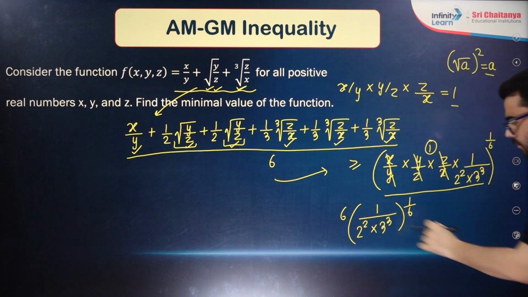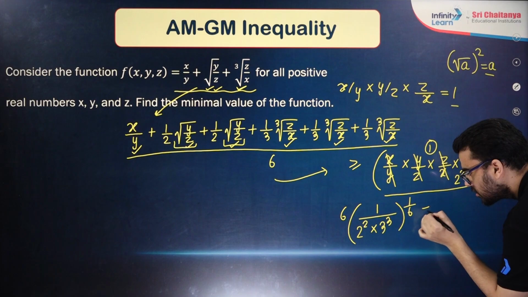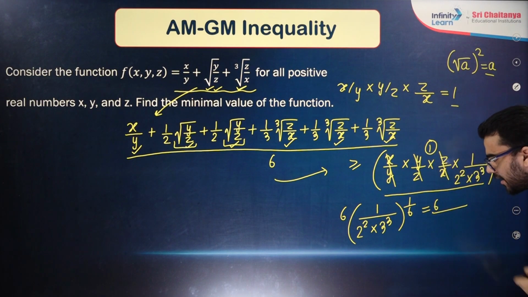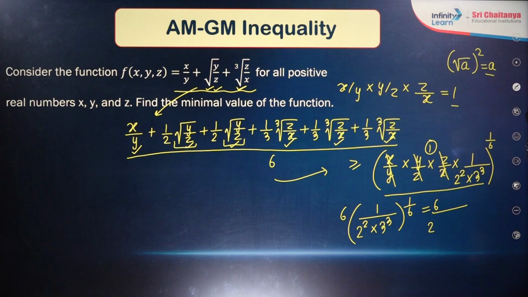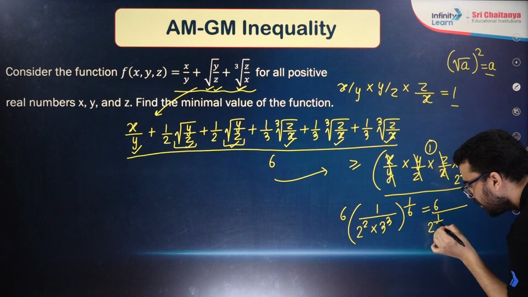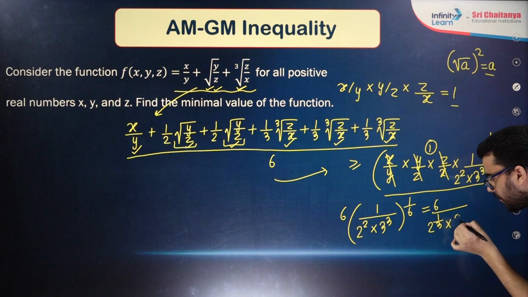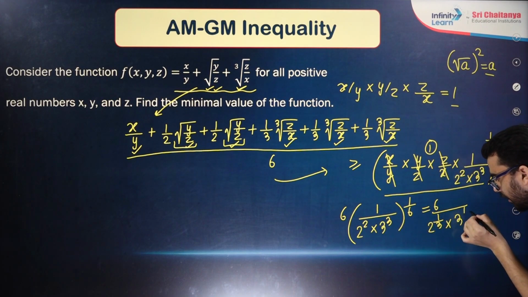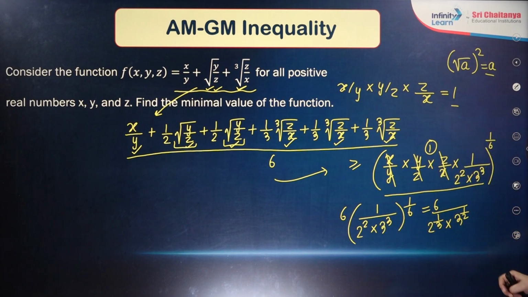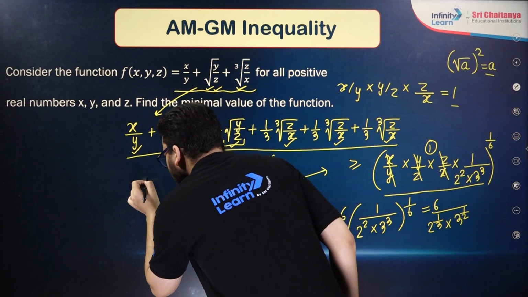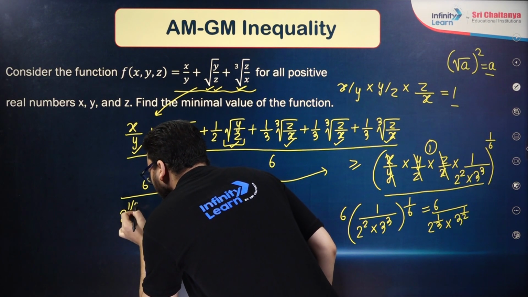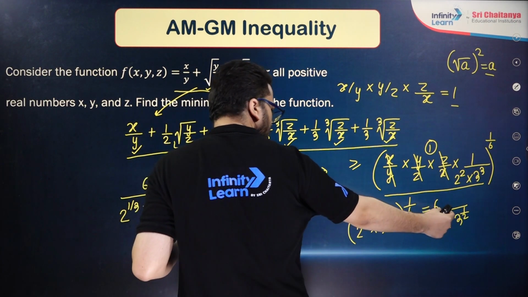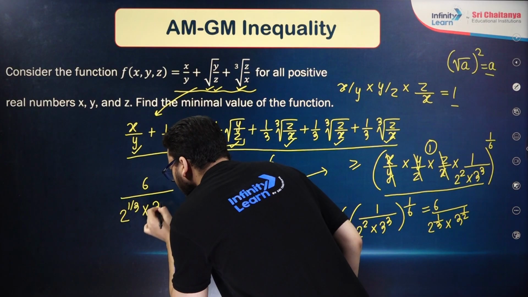You can obviously manipulate the expression if you use laws of exponents, that is 6 divided by exponents will be multiplied. So 2 raised to the power 1 by 3 you will get, and over here 3 raised to the power 1 by 2 you will get. This is the answer over here, right? So you can obviously further manipulate it. Let us manipulate it. That is 6 upon 2 raised to the power 1 by 3 multiplied by 3 raised to the power half.